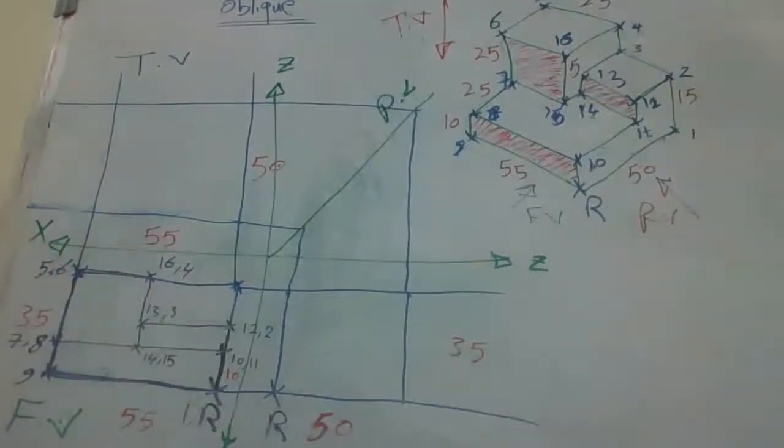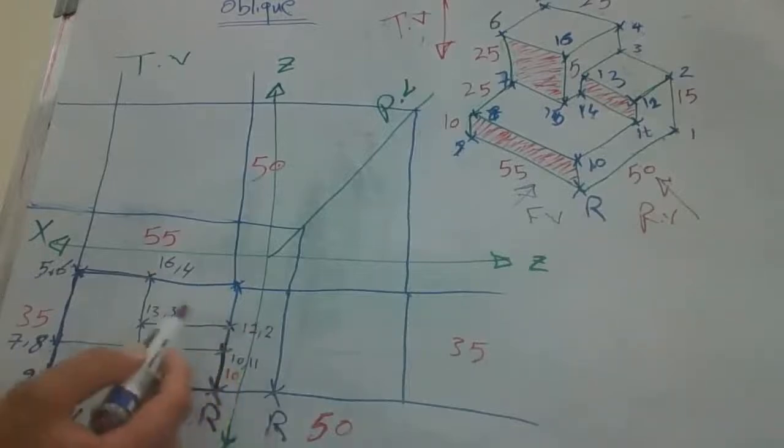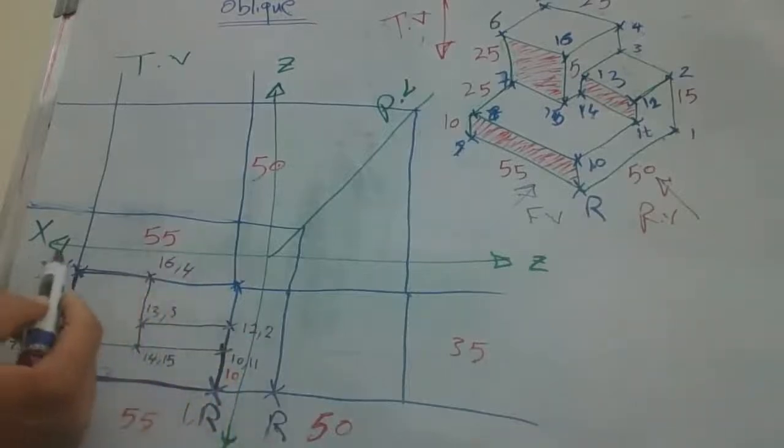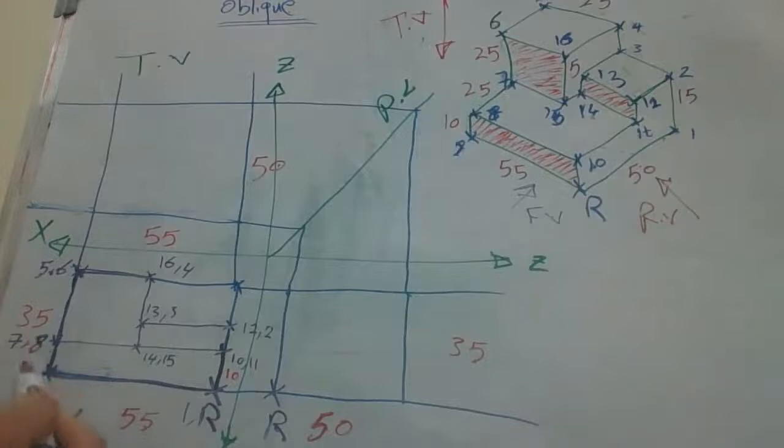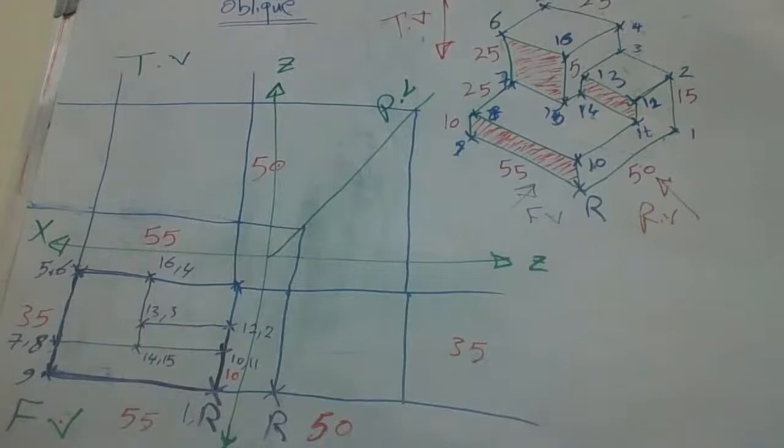Okay, 6, 5. Now, let's go through all points. 1, 2, 3, 4, 5, 6, 7, 8, 9, 10, 11, 12, 13, 14, 15, 16. We have a total of 16 points. That means the front view is now complete. Okay, let us take the other surfaces, the other projections.